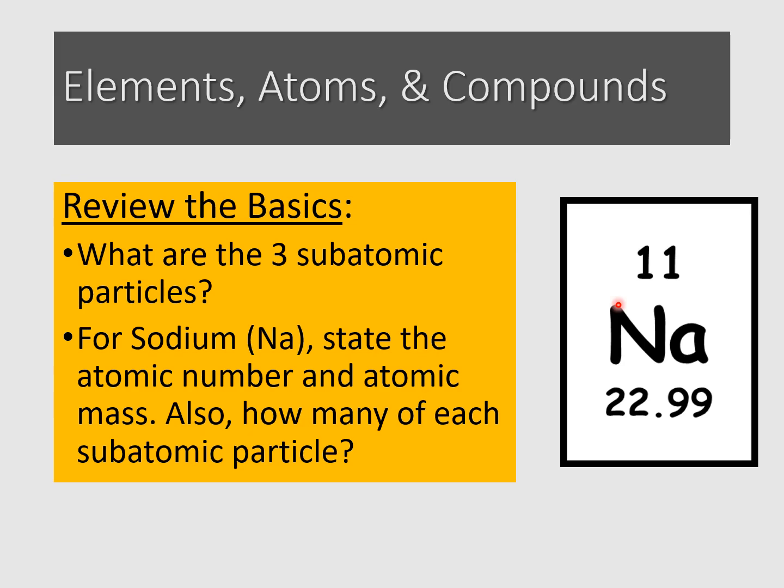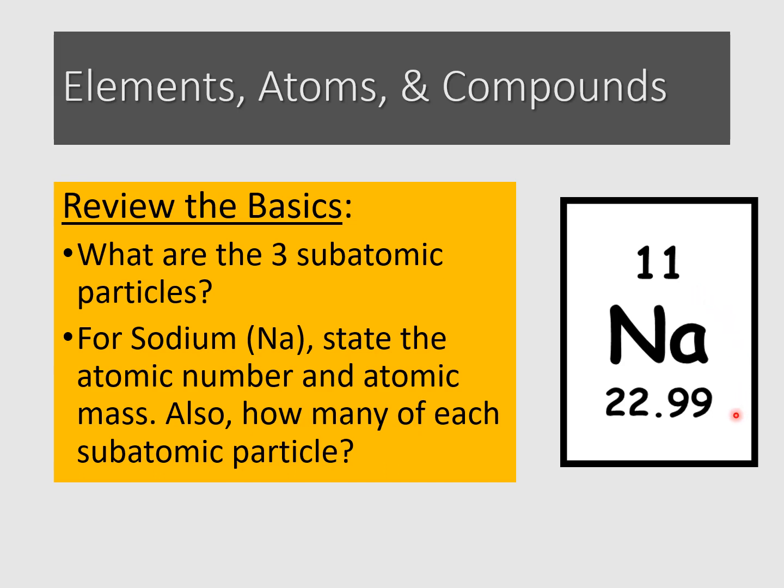So hopefully you were able to answer these questions and have them written down in your notes, but let's review the answers. So our 3 subatomic particles are protons, neutrons, and electrons. Okay. Now for sodium, the atomic number is 11. Okay. So what does that tell us? It tells us the number of protons. So we have 11 protons.